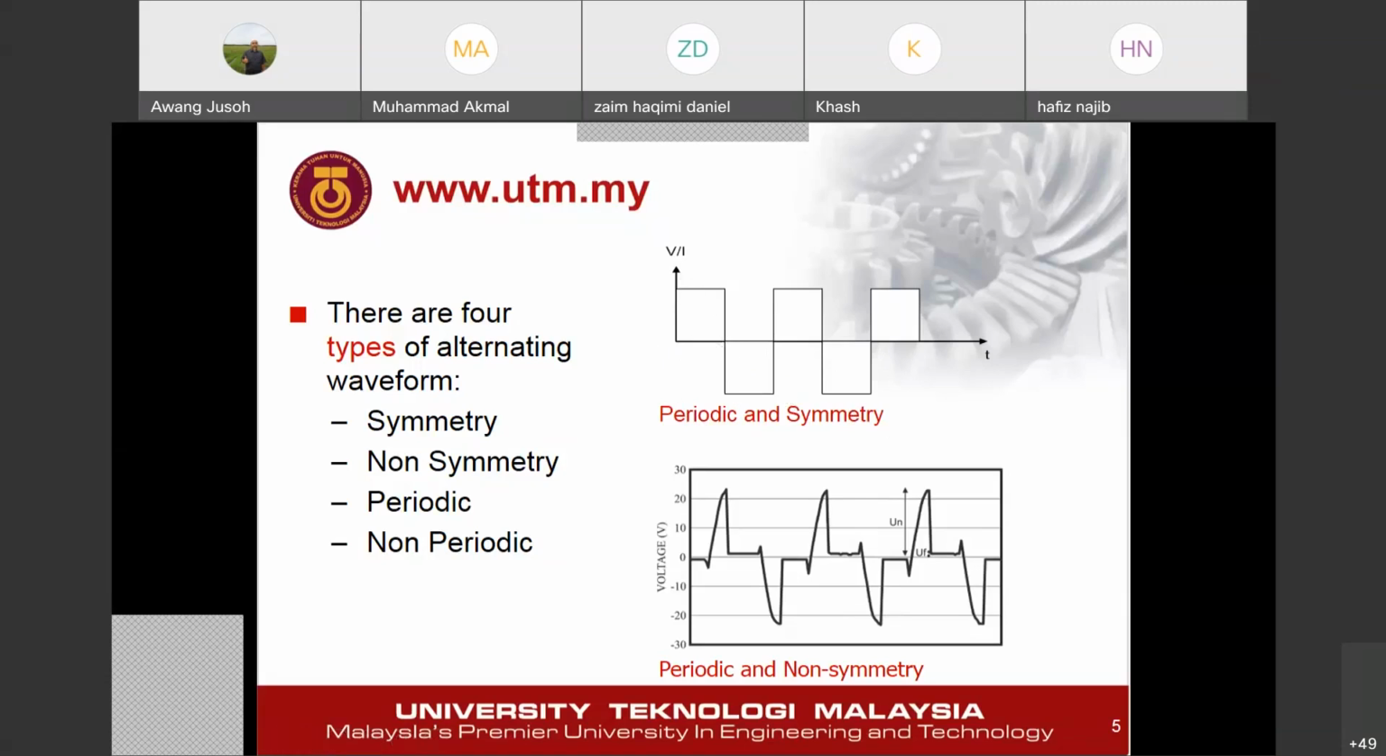Some other signals don't have symmetry. That means maybe the bottom part is smaller than the top part. We call it non-symmetric. But that is just for knowledge only. In our case, we use periodic and symmetric signals in our solutions. In our exercises later on, we focus on signals that are periodic and symmetric, the sine wave.